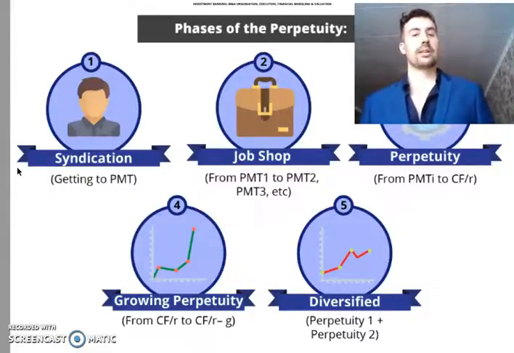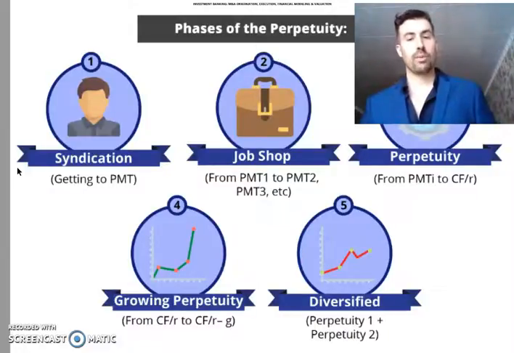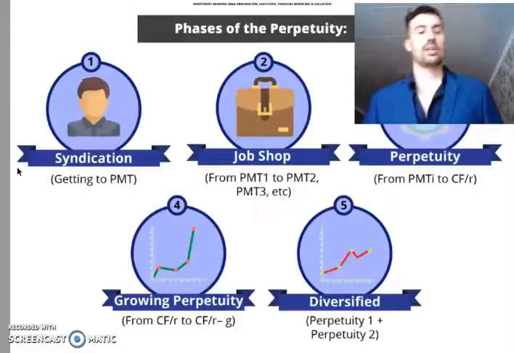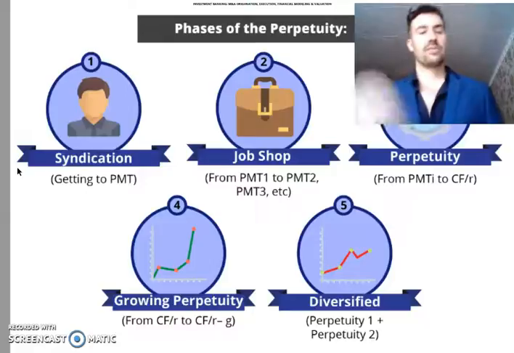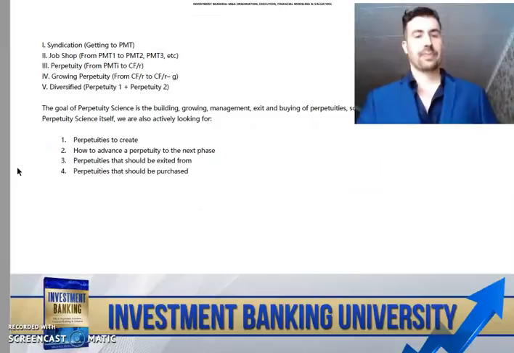And then the third, where we're actually getting to be a perpetuity, is the transition from PMTs to cash flow. And that is from disparate payments into a durable benefit stream modeled by CF over R. Thus, we've gotten to perpetuity. The growing perpetuity is the 4th step, where we transform the formula from CF over R to CF over R minus G, where G is the growth rate, which actually decreases our denominator, increasing our value. And then in the fifth step, we have diversified, which we think in terms of perpetuity 1 plus perpetuity 2, and we'll talk about what exactly that means.